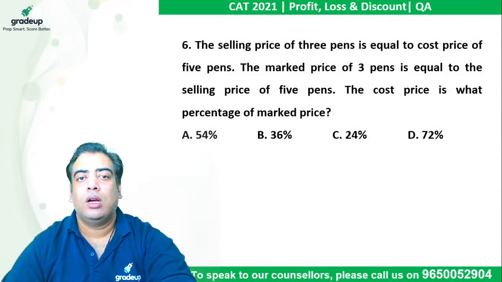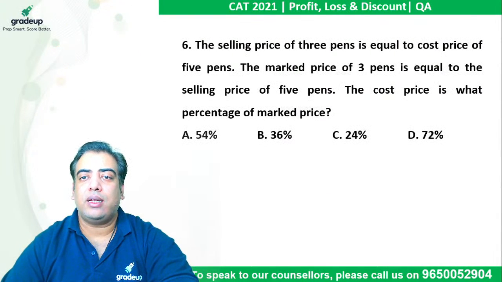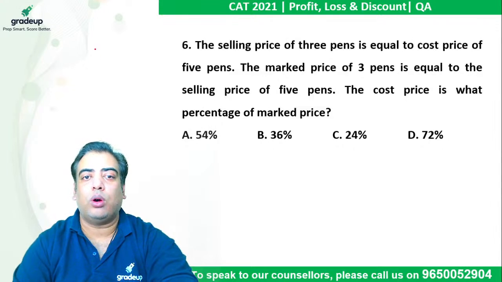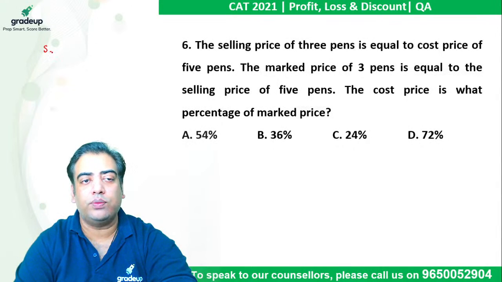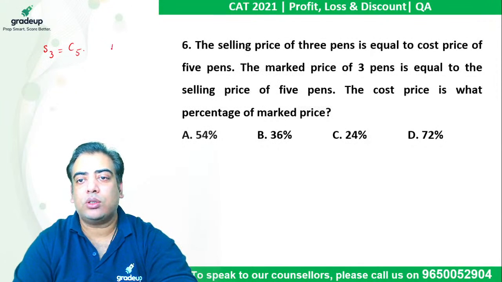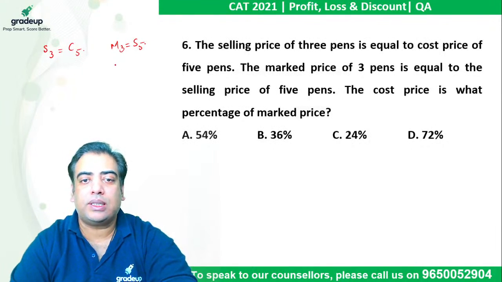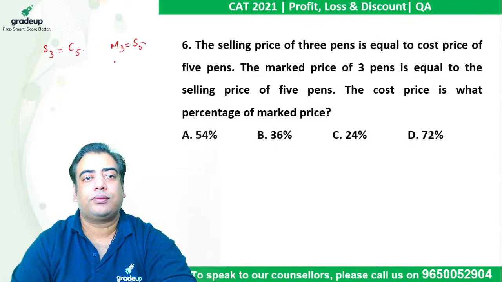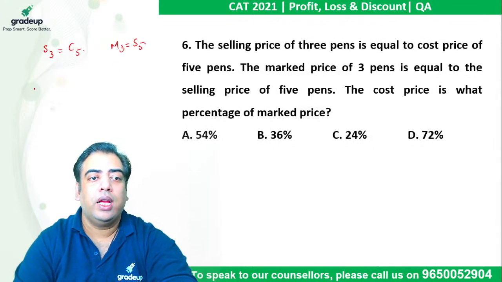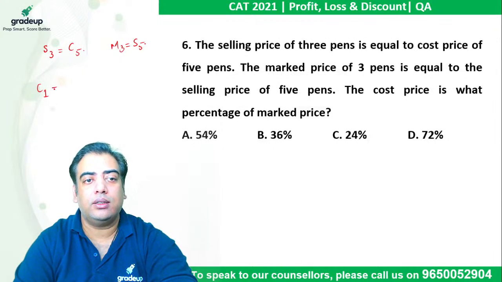Right. So in 6th it says the selling price of 3 pens is equal to cost of 5 pens. So selling price of 3 pens equal cost of 5 pens. The mark price of 3 pens is equal to selling price of 5 pens. The cost price is what percentage of mark price? So guys, let's assume the cost of one article is rupee 15. So can I say cost of 5 articles will be 15 into 5, which is 75.